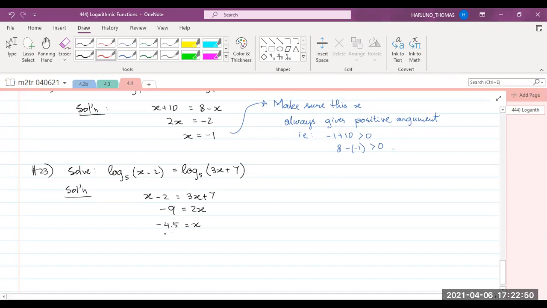But the thing is, I have to cross this out. Let me use red color so that you see that. Cross this out, because -4.5 minus 2 is negative. Once it doesn't satisfy the requirement that the argument of the log be positive on any one of them, you can check this one here, or you can also check this one here. Once any of them becomes negative, then you have to cancel that solution. So in this case, you will say no solution.